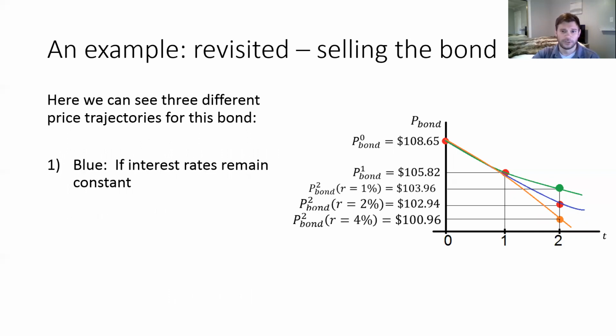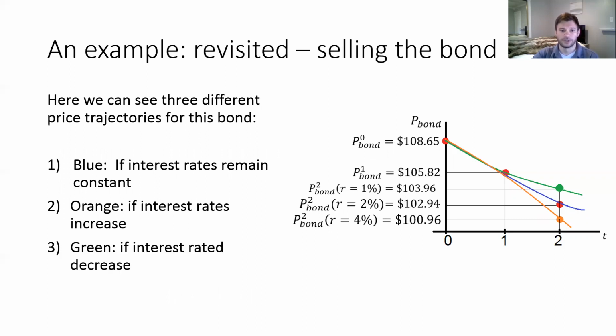So we can see here 3 clearly different trajectories of what could happen to that bond price. The blue trajectory shows what happens if the interest rate remains constant at 2%. The orange trajectory shows what would happen if the interest rate had increased to 4%. And the green trajectory shows what would happen to the bond's price over time if the interest rate was to drop down to 1%.